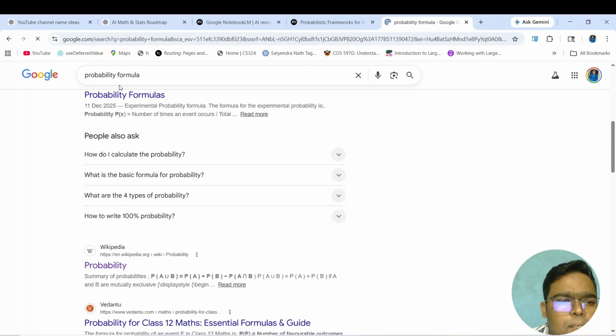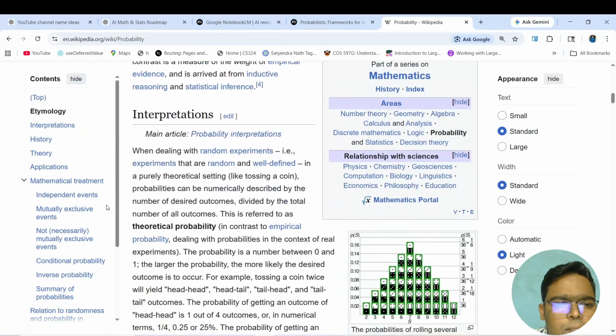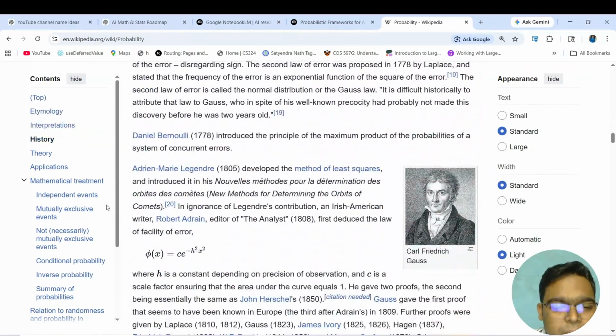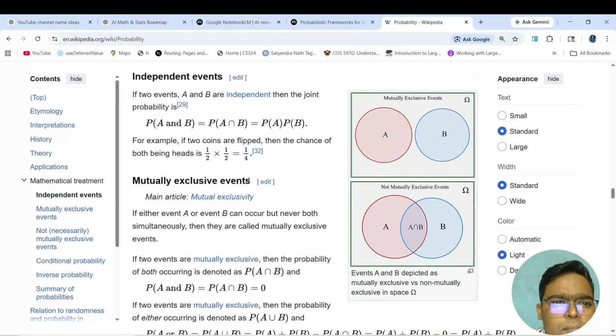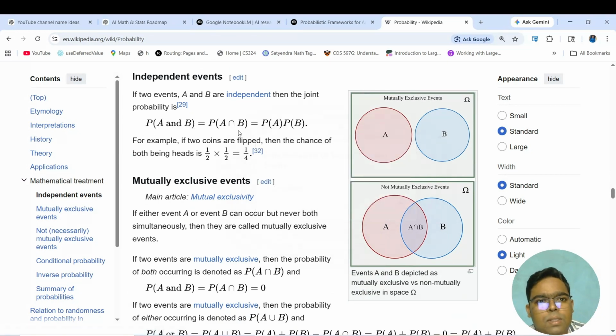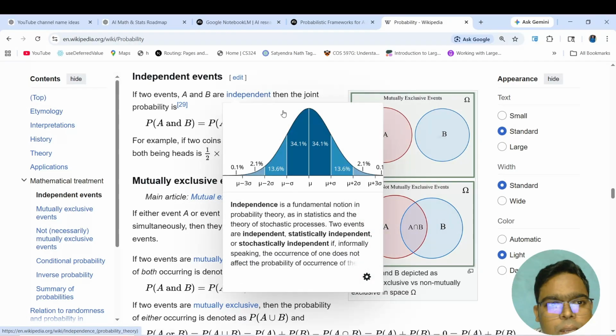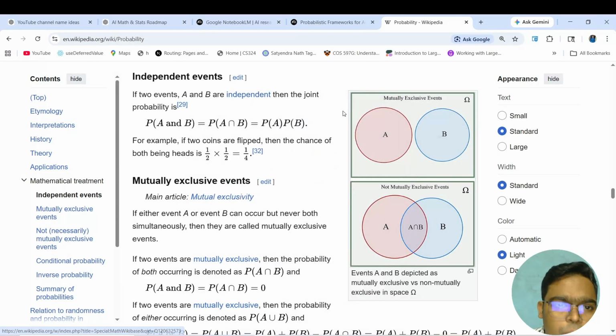So let's see that formula, which should be there in Wikipedia. Let's say that is the probability of A and B, that means the intersection. Then if they are independent, the joint probability is probability of A times probability of B. So if I say there are 2 coin flips, the chance of both being heads is nothing else but 1 by 4, because half times half, right?